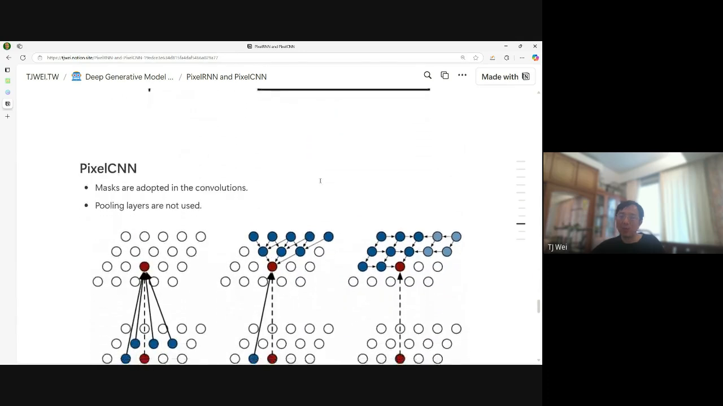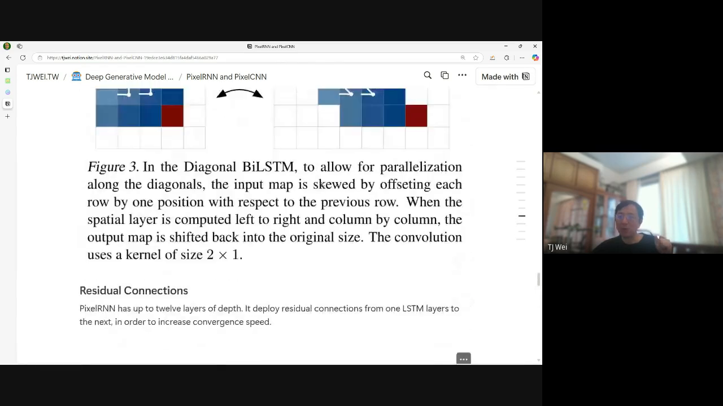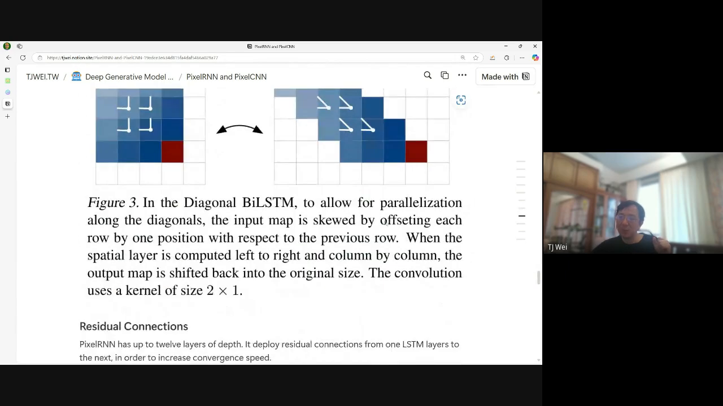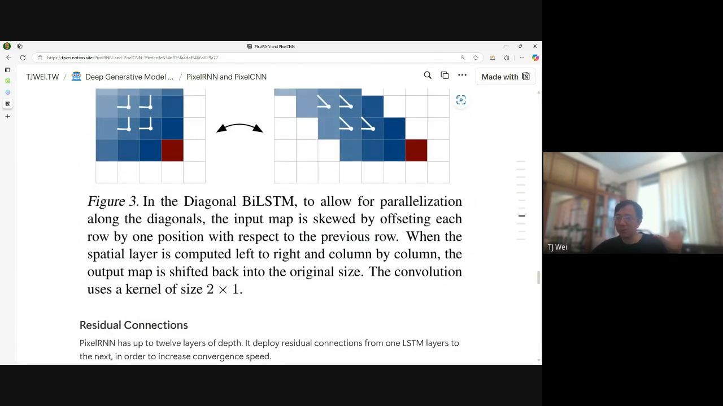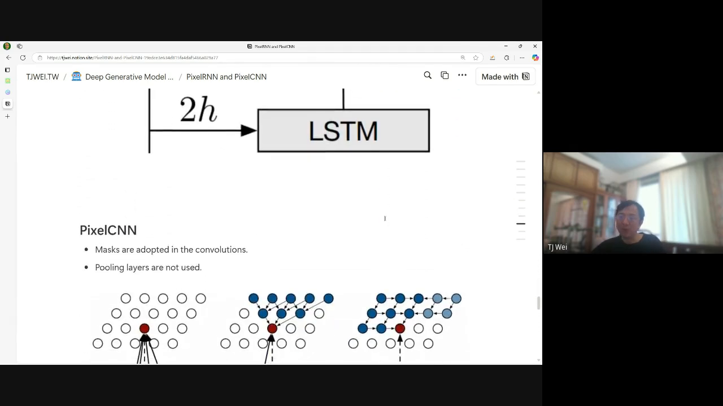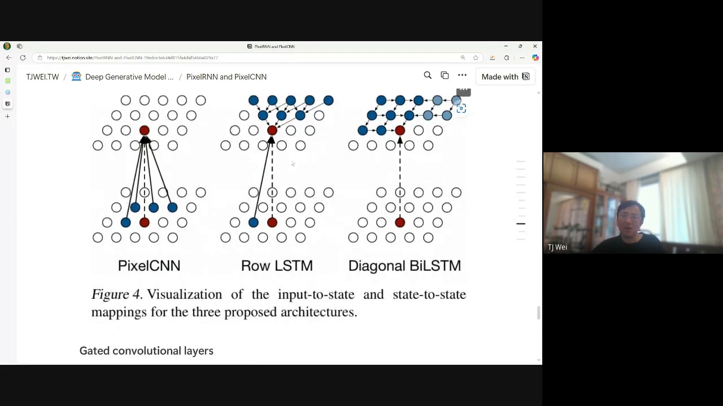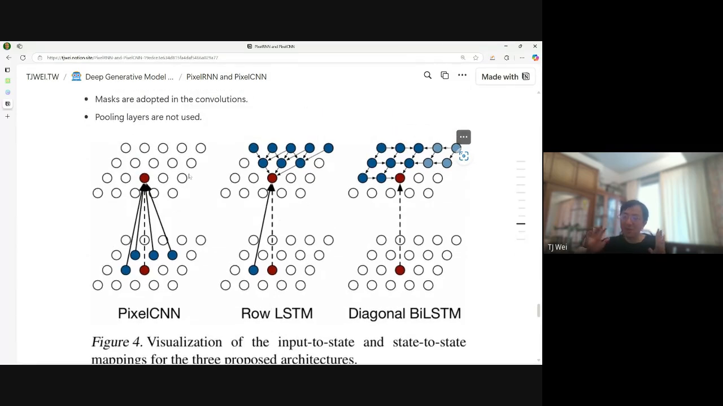The only thing we need to be very careful about is to not allow the pixel to see the future. Because of this, we may use something like a skewed image, or a proper mask, to prevent the pixel from seeing the future information. But the idea is pretty much the same. The only difference is that PixelCNN does not have a long-range memory. It just uses the convolution to transmit or pass the information from further away pixels.